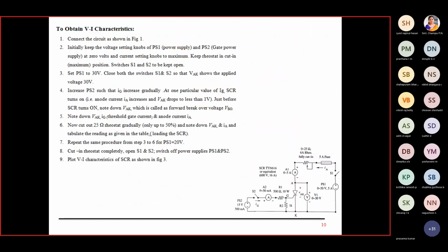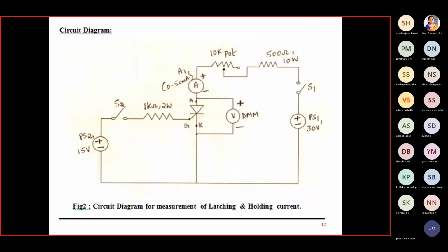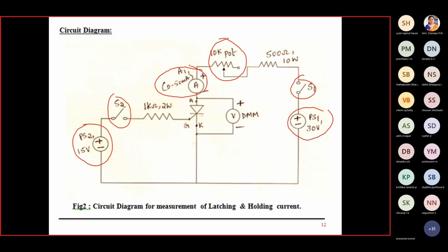Now we are going to conduct the experiment for that. This is the separate circuit to determine latching and holding current. You can see here power supply 1, power supply 2, everything as it is. Power supply 1 is 30 volts, power supply 2 is 15 volts, switch 1 and 2 are there. There is no rheostat here. Instead we use a 10K pot because we are handling milliamps. Even my ammeter is 50 milliamps. Before we were using a 5 amps ammeter, now it's a 50 milliamps ammeter. 1 kilo ohm 2 watt, 5 ohm 10 watt, all of them are smaller values. Again, all these elements are available in the module. You have to rig up using wires, that's all.